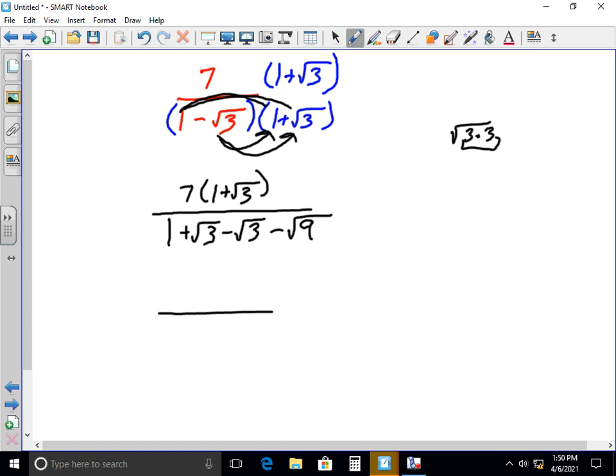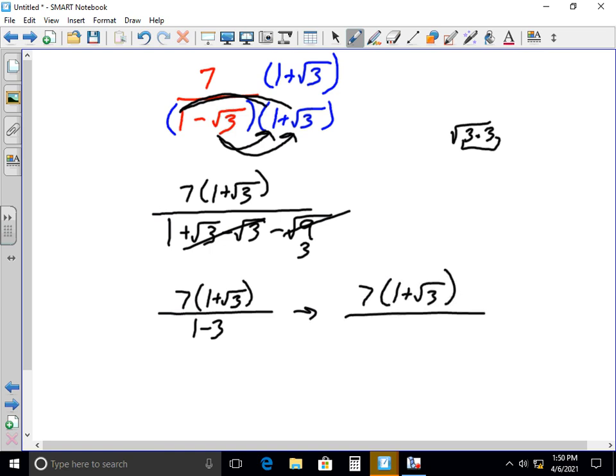So on bottom, square root of 3 minus square root of 3 cancels. You just told me that the square root of 9 is 3, so on bottom we have 1 minus 3. On top, we could distribute that, or we could leave it factored. Either way, we get what on bottom? Negative 2. And our goal was to make the denominator not have a square root in it.